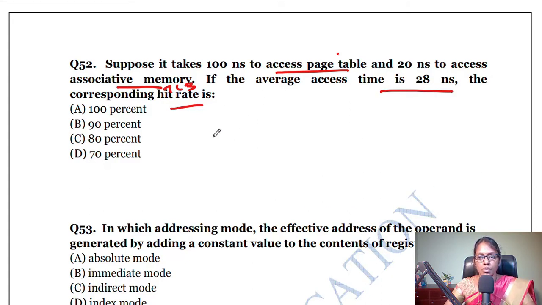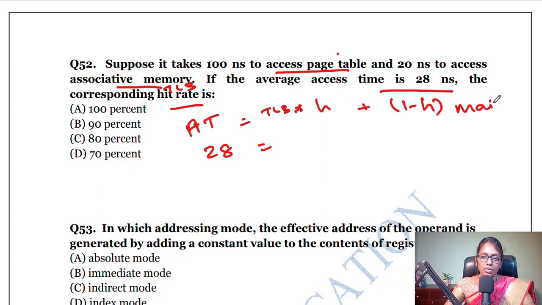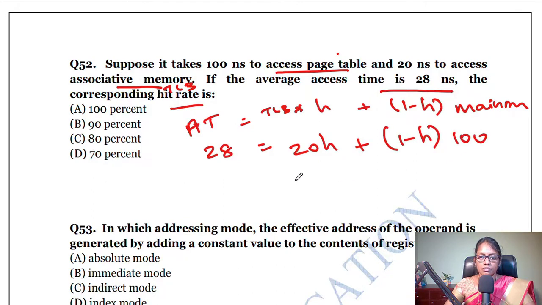So what do I have to do? 28 equals the average access time. What is the formula here? Average access time equals TLB into hit ratio plus 1 minus h into main memory. So TLB is 20. So 20h plus 1 minus h into 100. This is the average access time, and I have to find h here.